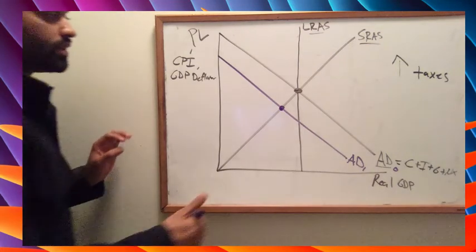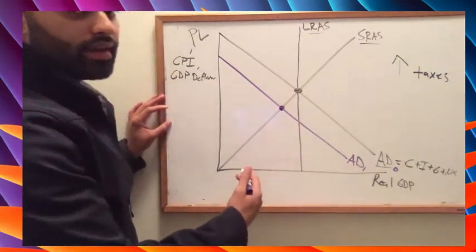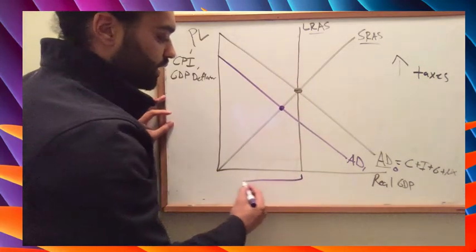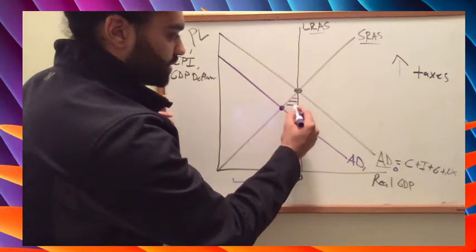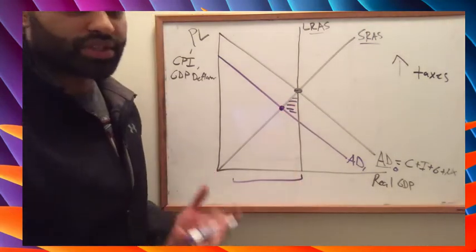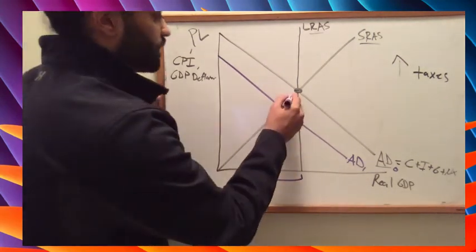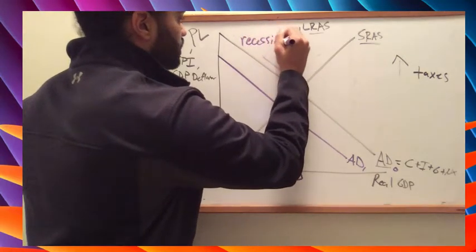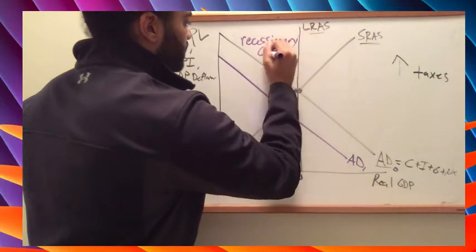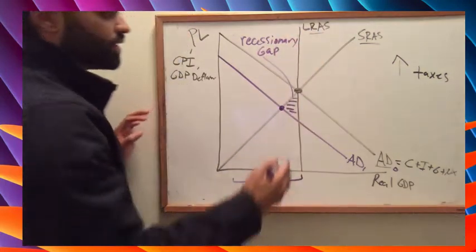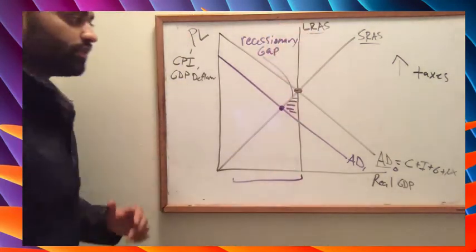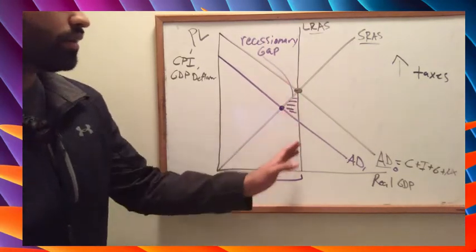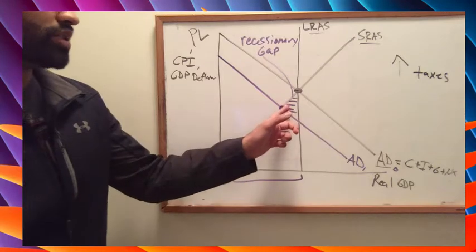Now what we call this little gap, when you're on the left-hand side of your long-run aggregate supply curve, this gap specifically, is our recessionary gap. So basically, our long-run aggregate supply curve is our potential, and we're below our potential. We could be at our long run, but we're not. So we created this recessionary gap.